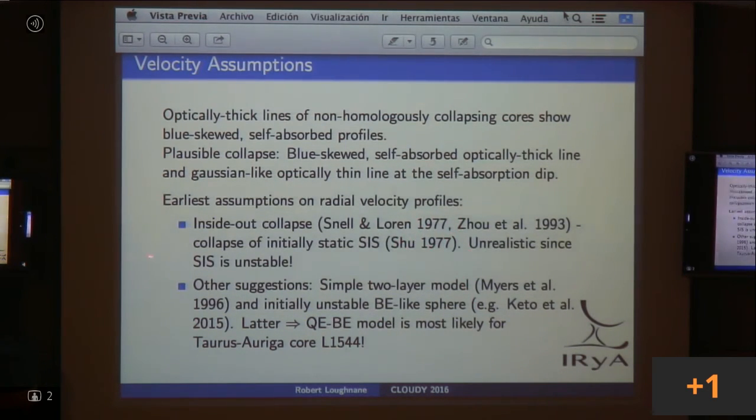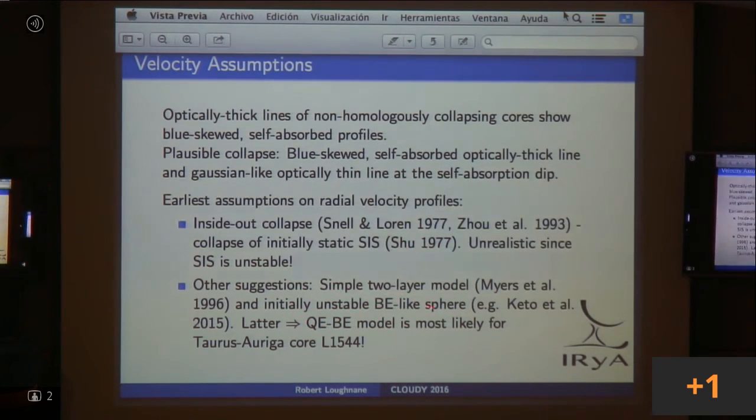Other suggestions for the radial velocity profile include this simple two-layer model from Philip Myers, 1996, where you have two slabs falling towards one another, each at the infall velocity of the gas. So the relative velocity is twice the infall velocity of the gas. And there's the initially unstable Bonnor-Ebert-like sphere from Keto, 2015.